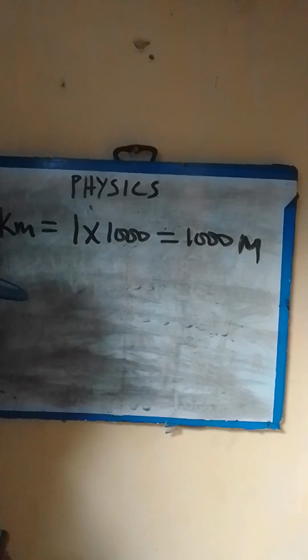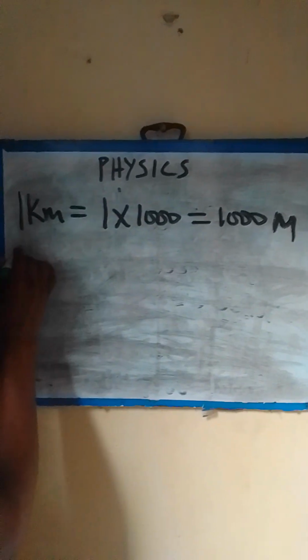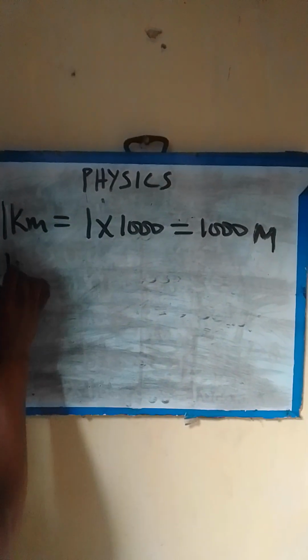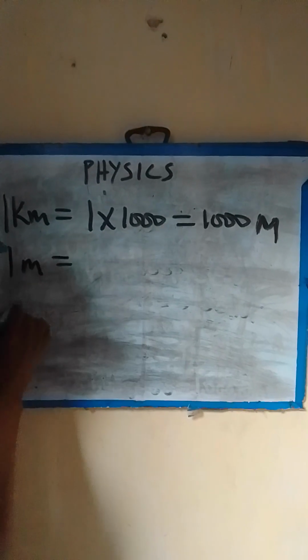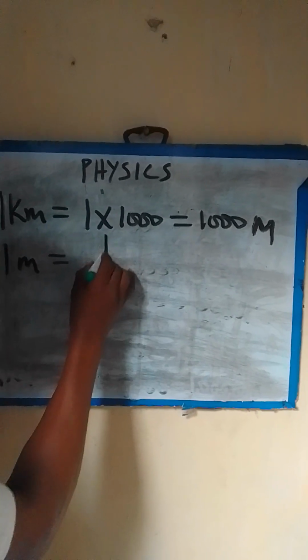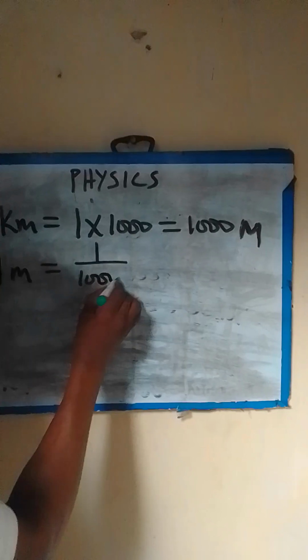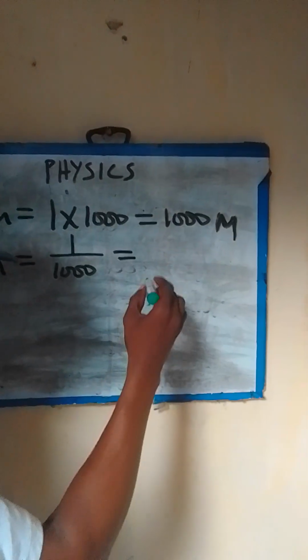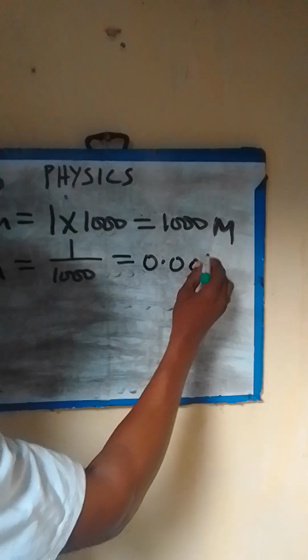And to convert meters to kilometers, you divide by 1000. Say we have 1 meter and you want to convert it to kilometers, you divide the value by 1000. And by so doing, you will be having 0.001 kilometer.